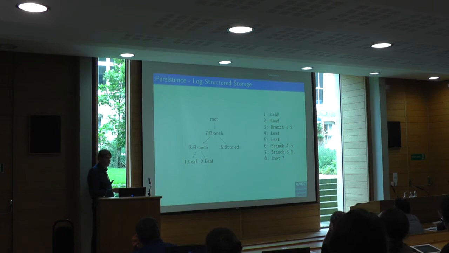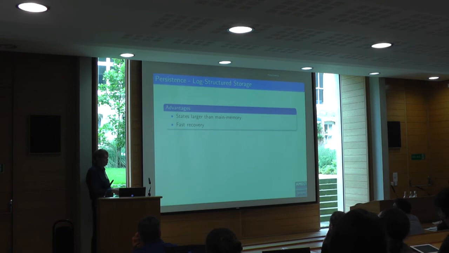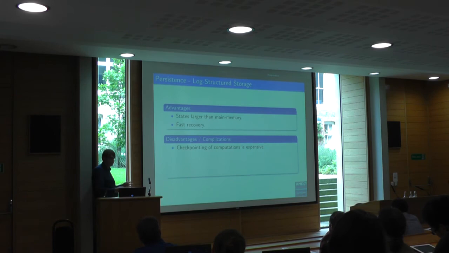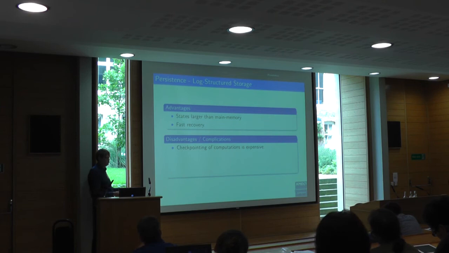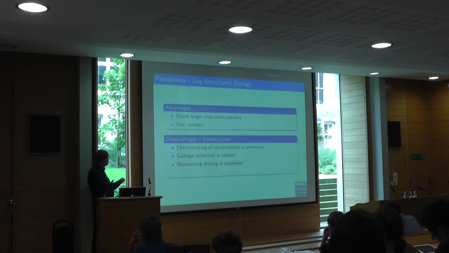But you also have fast recovery because if you update the state in the log, you also get a journal basically. If you store results in this log, it's really hard to update them because you can't just overwrite it, because it's not safe when the system crashes while you update it. Another thing is garbage collection, and all the sharing is really a problem for a state larger than memory.